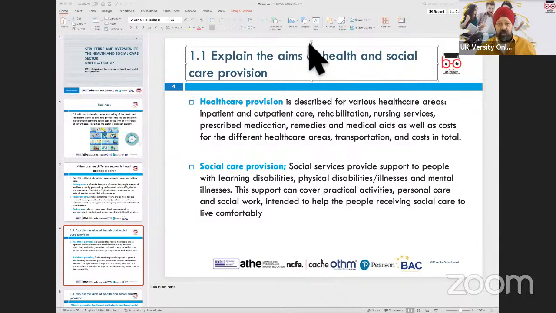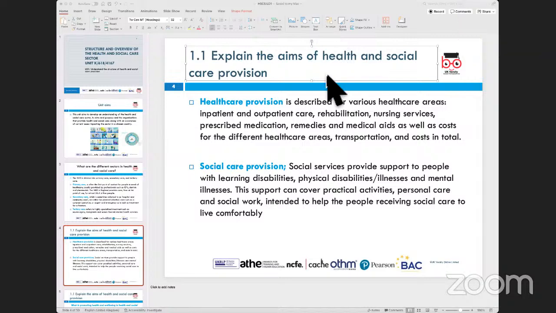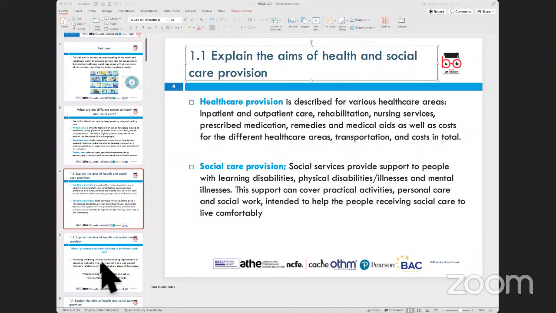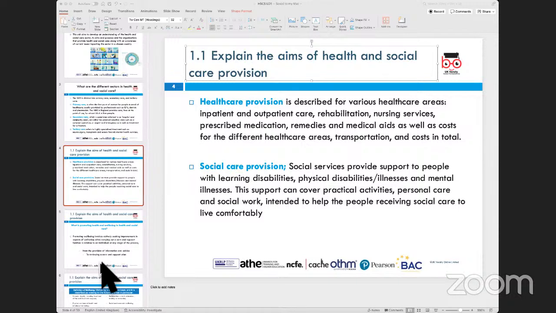So in general, when we look at the different types of services which can be provided under the National Health Service, and when we look at the structure of health and social care provision, you would need to differentiate between these types of services. One is healthcare provision, the other is social care provision, and now you also have mental health care provision, which is separate in terms of the services being provided under the National Health Service to members of the public.